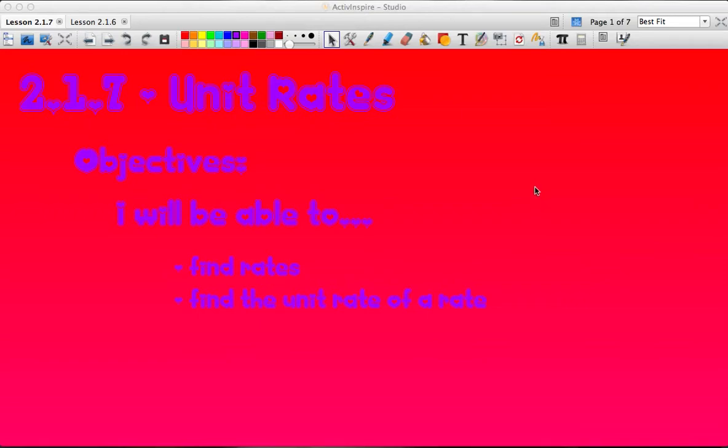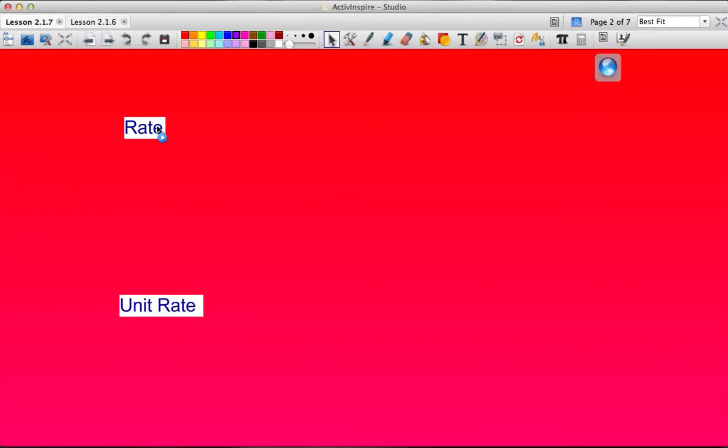Welcome to Lesson 217, Unit Rates. Today we're going to talk about how to find rates and then how to find the unit rate of a rate. So first we have to know what is a rate.